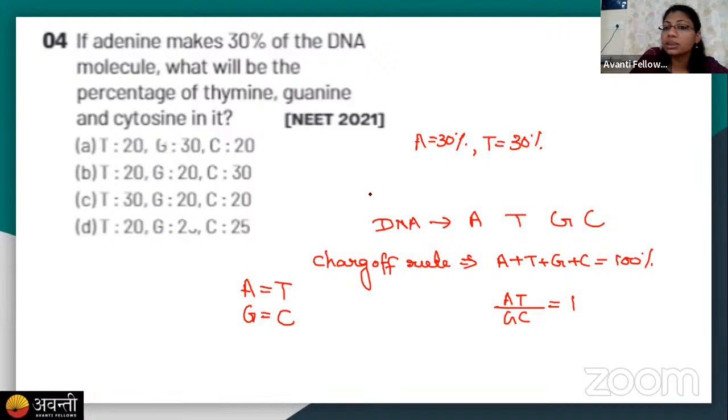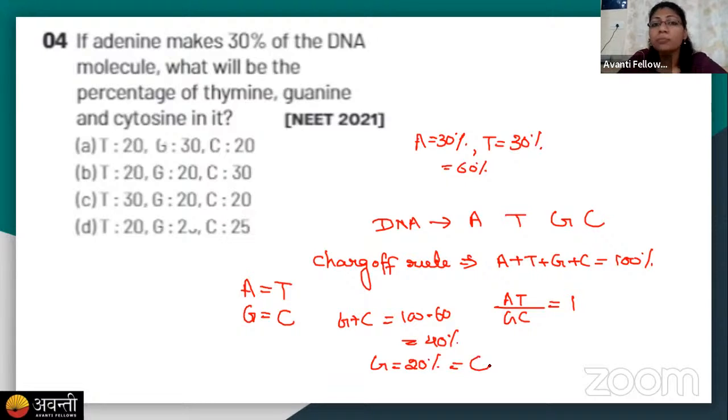So 30 plus 30 becomes 60%. 60% of DNA is carrying the A and T nitrogenous bases, right? Now the rest, 40%, is G and C, the combination of G and C. So we can say G plus C is equal to 100 minus 60, that is 40%. If G plus C is 40% and the G amount is equal to the C amount, then we can say G is equal to 20%. So it is also equal to the C.